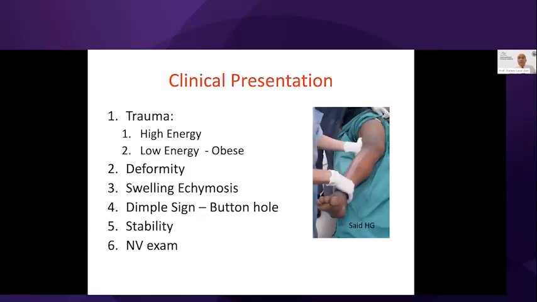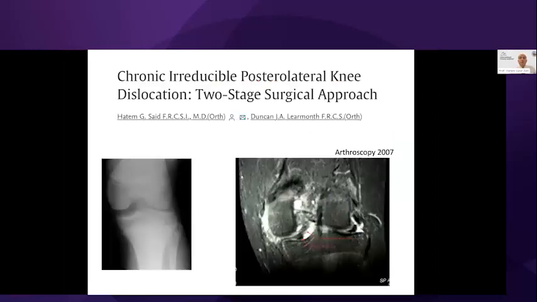So the clinical presentation, there's obviously a high energy trauma, but sometimes it's a very subtle injury in obese patients. So don't underestimate that low fall on the ground in obese patients. Deformity will be easily looked at, swelling and ecchymosis from the rupture of the capsule. Dimple sign may happen, which is when you have buttonholing of the medial femoral condyle through the medial capsule. You must check the stability, and the most important is neurovascular examination for any emergencies.